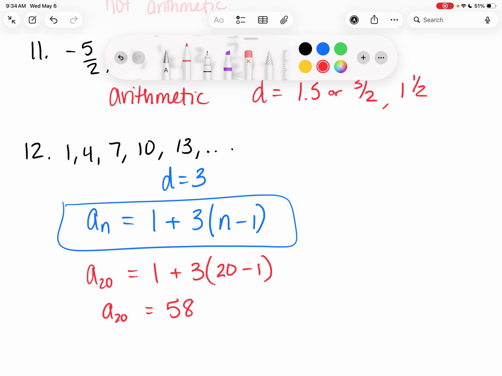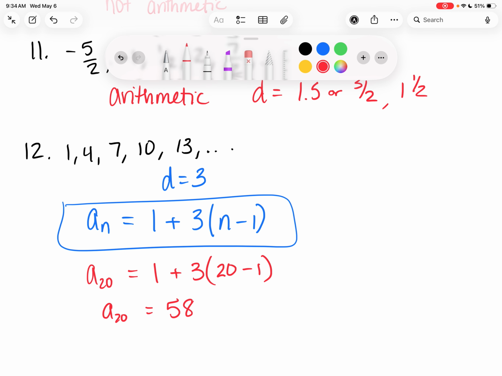Now, let's just say that hypothetically, you get to the quiz and you forget how to write the rule, okay? These questions are obviously twofold. You have to write the rule and then you have to state what a sub 20 is. Could you find a sub 20 without the rule? Wait, yes. Yeah, I just keep adding 3.